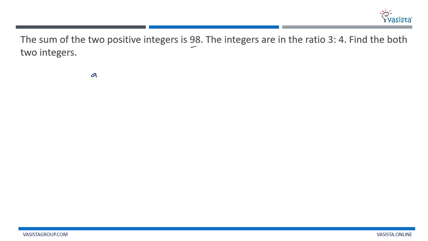So let us take the two integers. They have given the ratio is 3:4. We don't know the numbers, so let us consider the numbers to be 3x and 4x. They have given that the sum of the two positive integers, that is 3x plus 4x, is equal to 98.